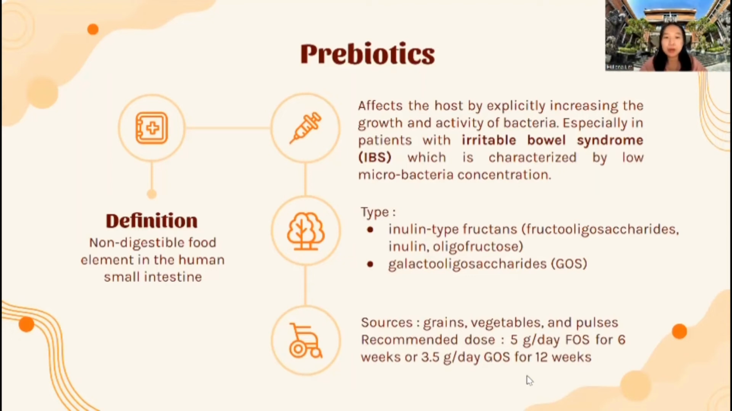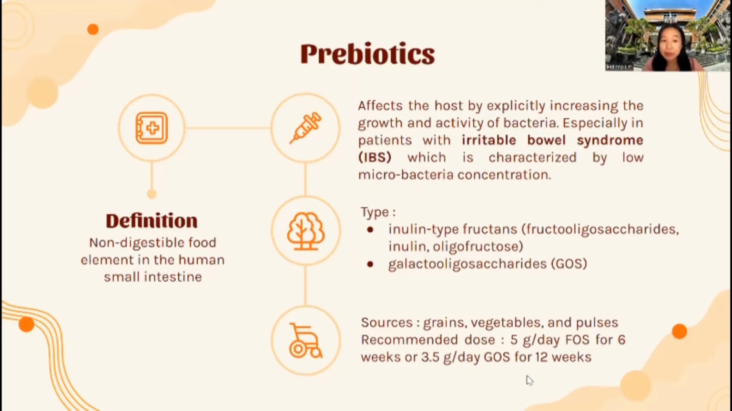Then it causes prebiotics to become a source of intestinal bacteria fermentation, which affects the host by explicitly increasing the growth and activity of bacteria, especially in patients with IBS, which is characterized by low microbacteria concentration. Based on clinical evidence, the types of prebiotics that have been discovered to have benefits in the intestine, especially in IBS, are inulin type fructans and galacto-oligosaccharides.